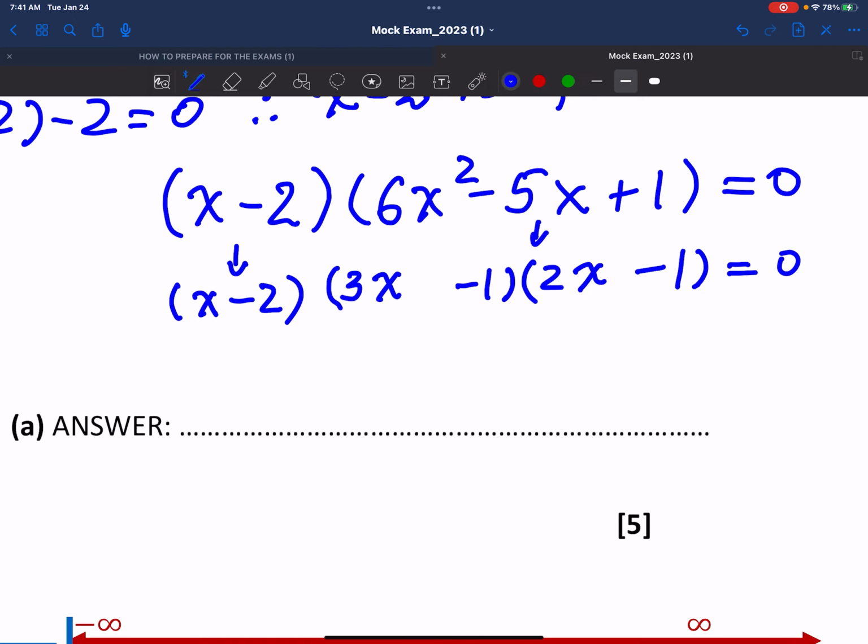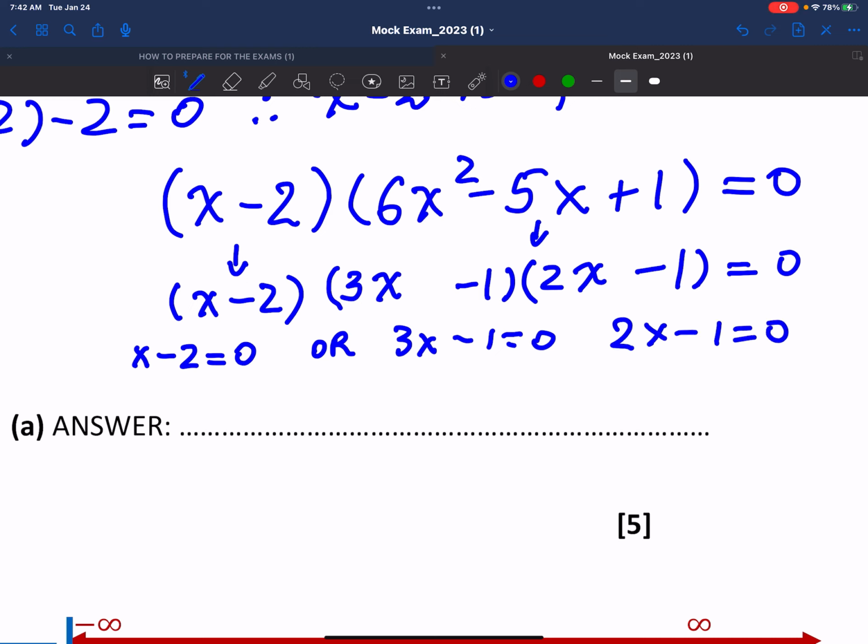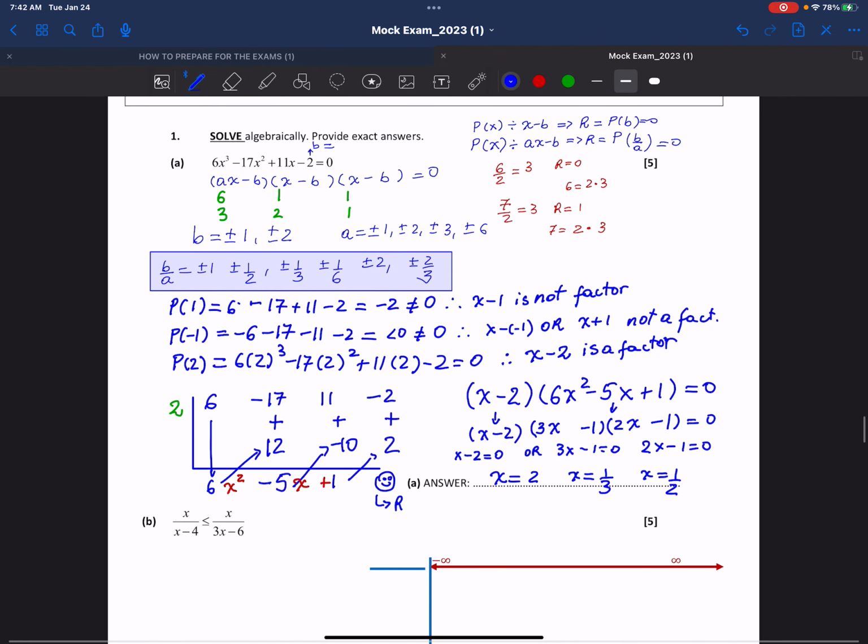To solve the equation, we're going to make each factor equal to 0. So x minus 2 equals 0, or 3x minus 1 equals 0, or 2x minus 1 equals 0. This means that x can be 2, or x is 1/3, or x equals 1/2. And voila, this is the answer to this equation.